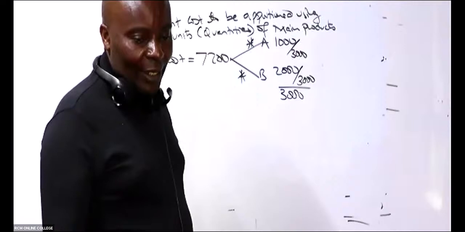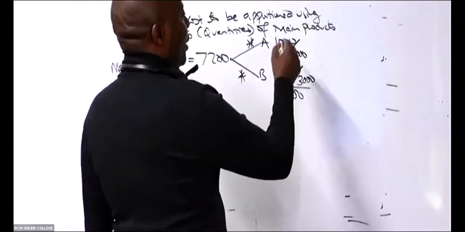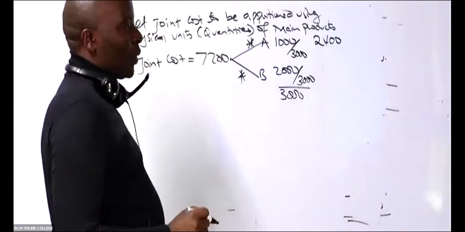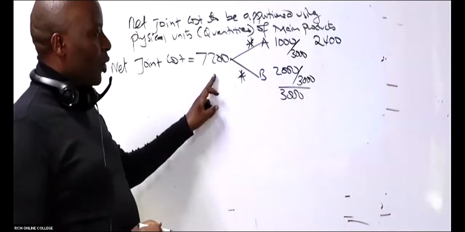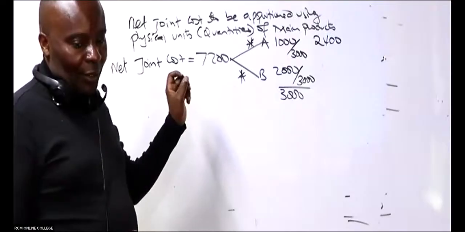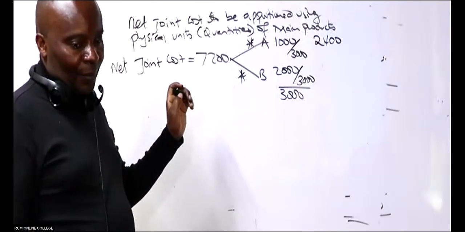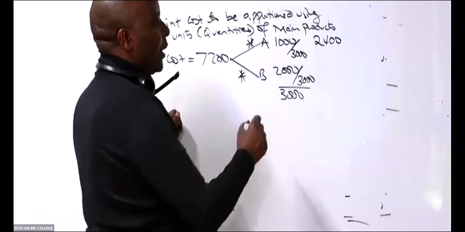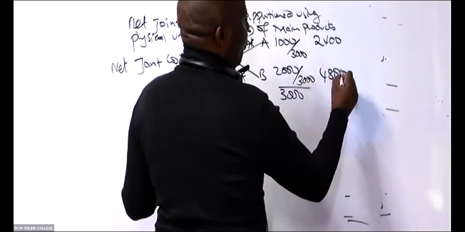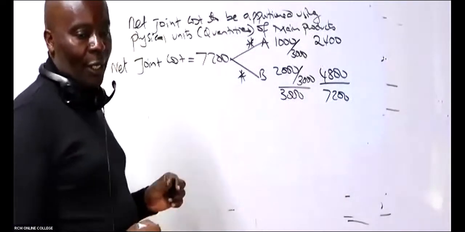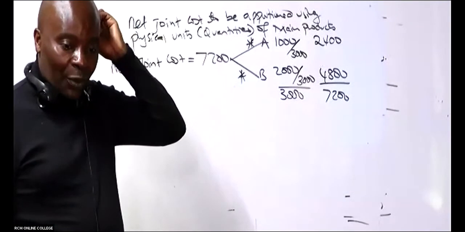I'm being told that the first one is 2,400. Is that okay? 2,400. How about 7,200 times 2 over 3? That is 4,800. If you add the two, of course, you'll end up getting 7,200.